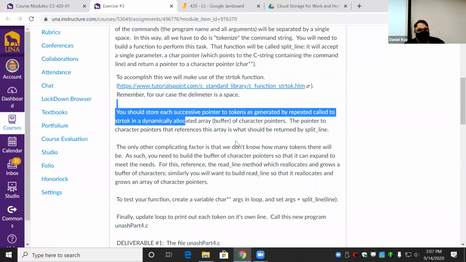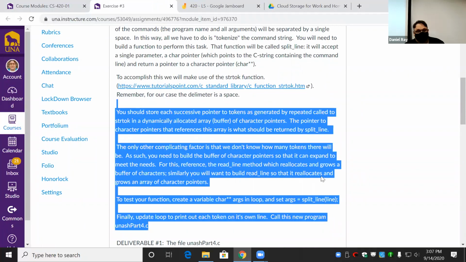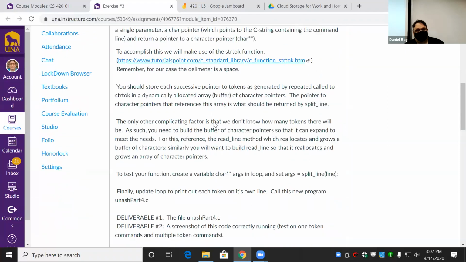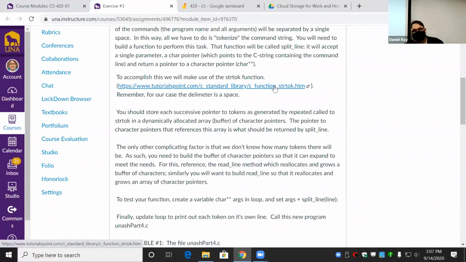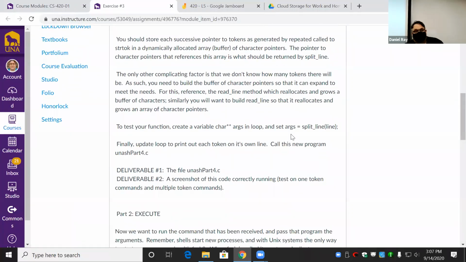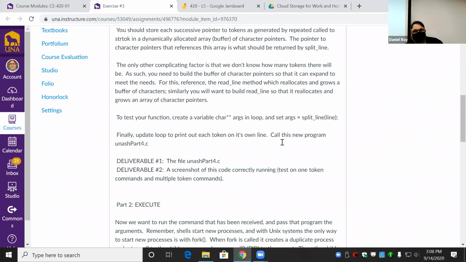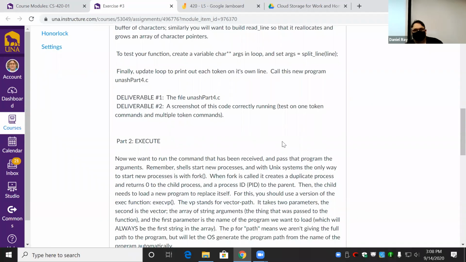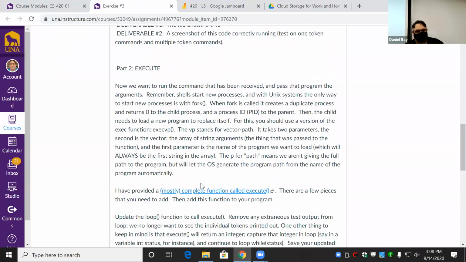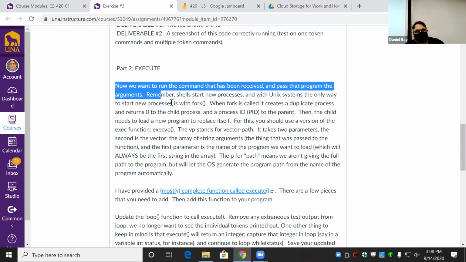So there's more detail about that. Hopefully this will help you out reading that. I've given you a reference to a standard function, string toke, and you want to make sure you're familiar with what string toke does. It's not straightforward, so make sure you are familiar with that. Well, it's a little bit straightforward, but there are a couple of wrinkles in there. Then once you have your array of character arrays, okay, character strings, C-style strings, then we have the execute command.